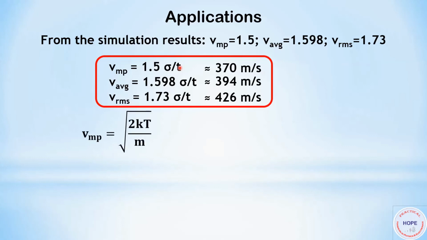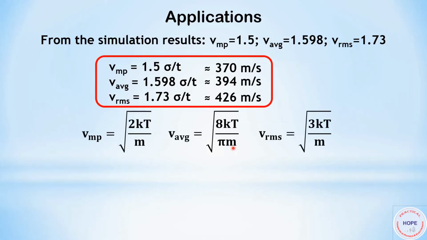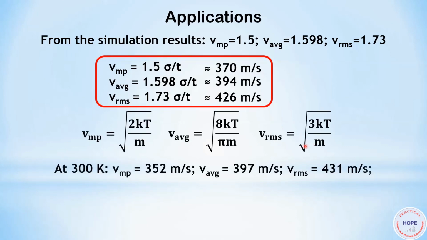We can also calculate the 3 speeds theoretically using these expressions at 300 Kelvin. At 300 Kelvin, these are the theoretical values. You can see average speed and root mean square speed are quite close to the theoretical ones, whereas most probable speed deviates from its theoretical value. It's because a lot of particles are colliding and sometimes the peak shifts.